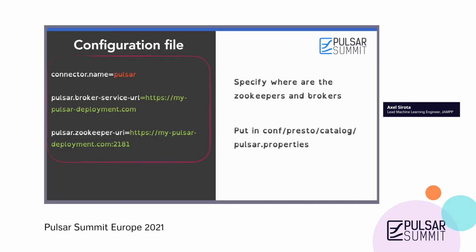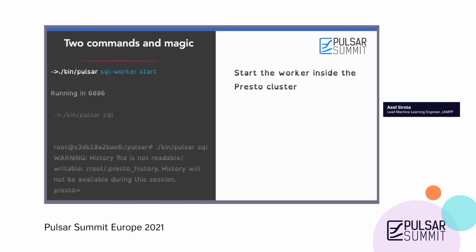And this is the best part. How to deploy it is extremely simple. It's just a single configuration file. You specify the URL of the broker and the ZooKeeper, which can be a proxy, like in this case where it is leveraged by HTTPS, mypulsardeployment.com, it can be anything. You specify the port of the ZooKeeper, you put it in the Pulsar properties in a certain location, and then you just start with the Pulsar admin CLI the SQL worker, which will use the Presto cluster, or start a new one if you don't have any, and start querying Pulsar.